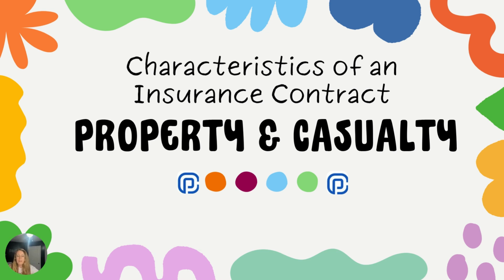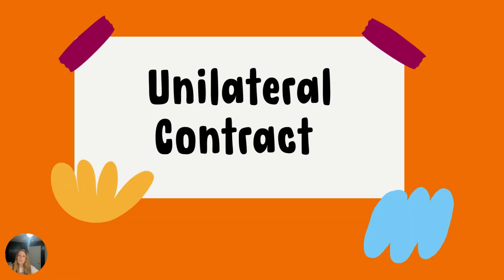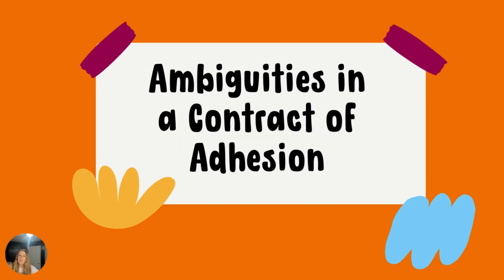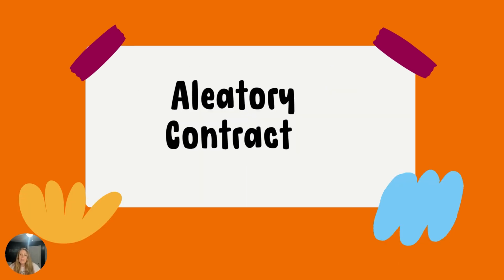All right, today we're going to be covering some characteristics of an insurance contract. So this is going to be covered in Chapter 1 or Chapter 2. A few of the terms we're going to be covering are unilateral contract, contract of adhesion, ambiguities in a contract of adhesion, and lastly, aleatory contract.